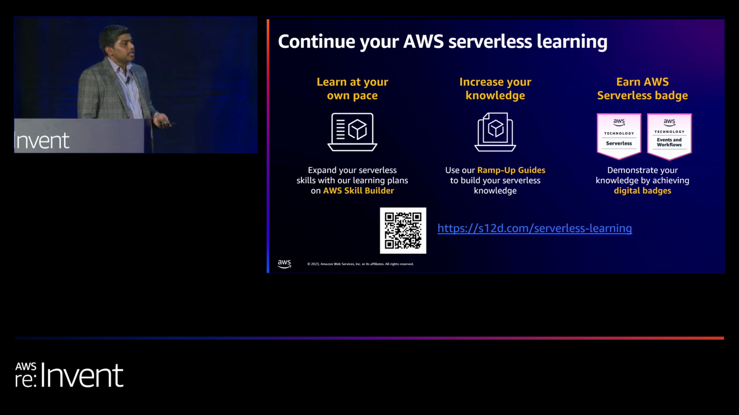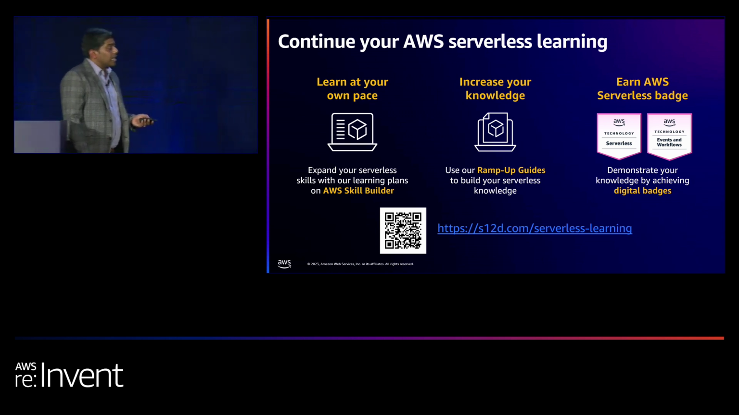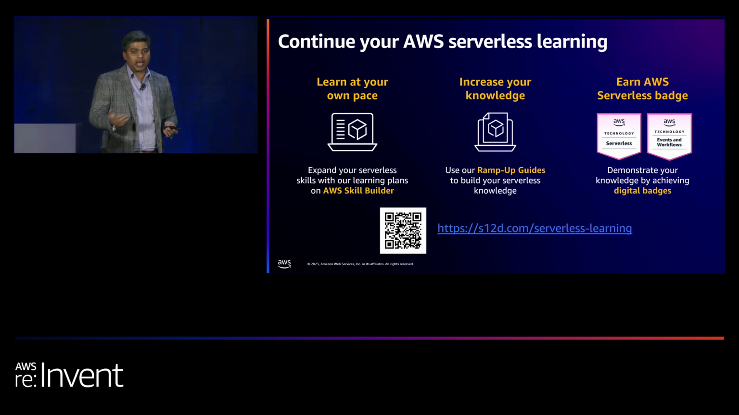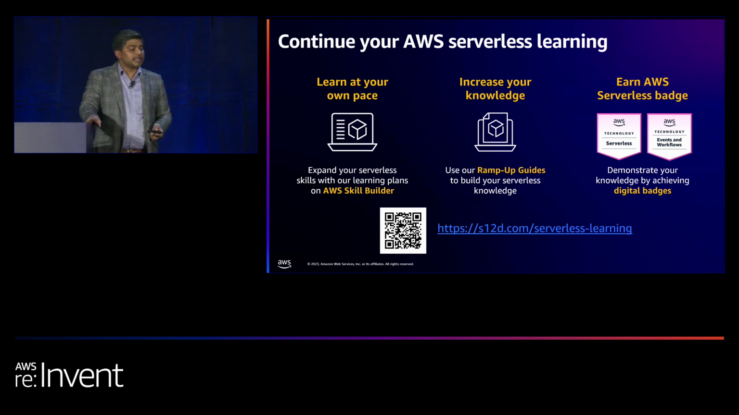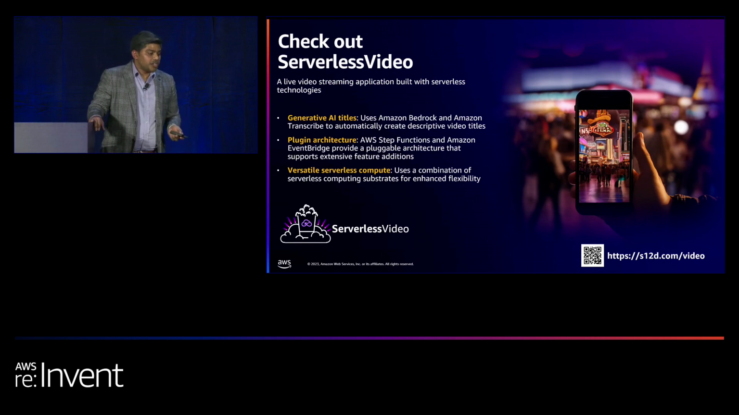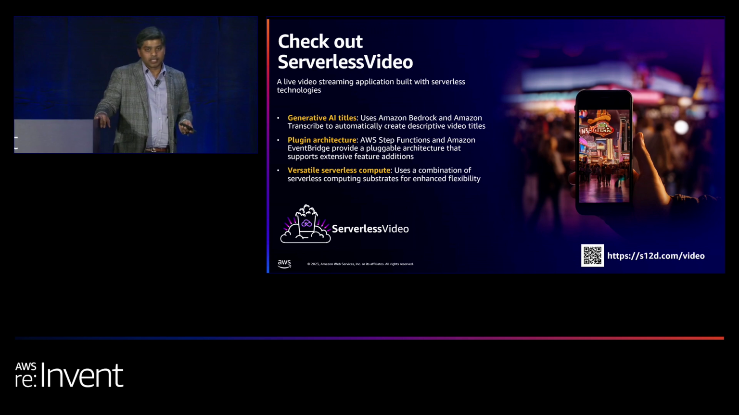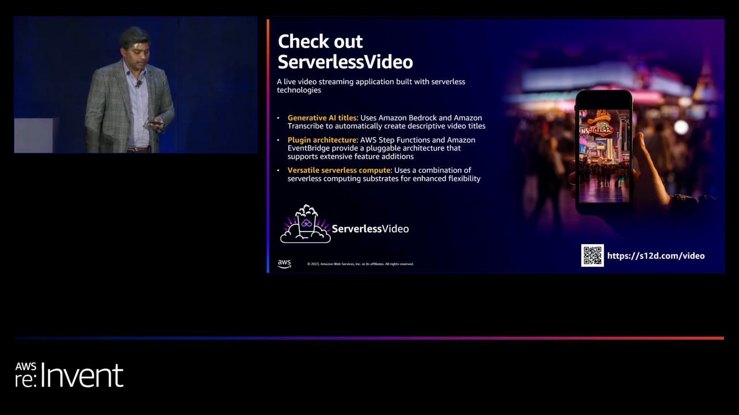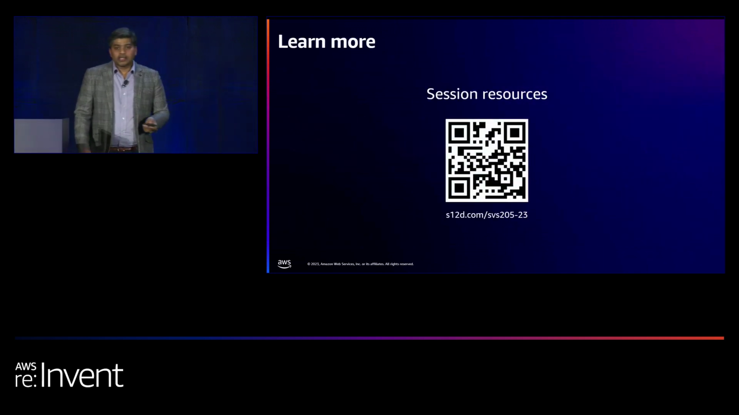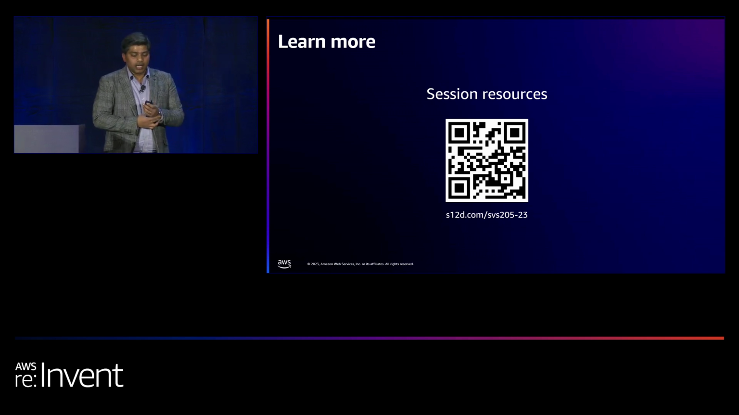If you want to continue your serverless learning journey, you can use AWS Skill Builder, where you have lots of resources in terms of training plans and video learnings, and also ramp-up guides with which you can start your serverless learning journey, and you can earn serverless badges for serverless, events and workflows, etc. You can find them at s12d.com/serverless-learning. As Emily mentioned, you can check out the serverless video, which is built on serverless architecture. It also leverages generative AI titles, and it uses video processing, etc. All the session resources which we talked about today, especially on the application composer and the serverless services, you can find the full list of resources at that particular URL.